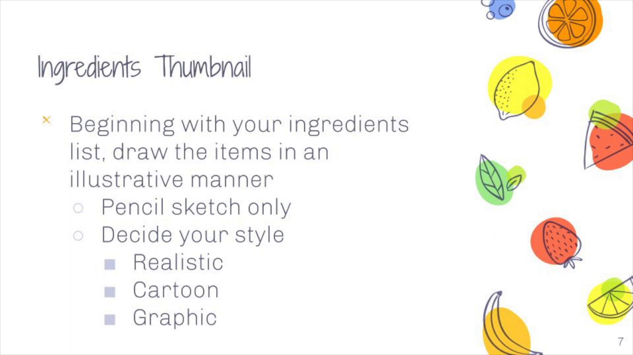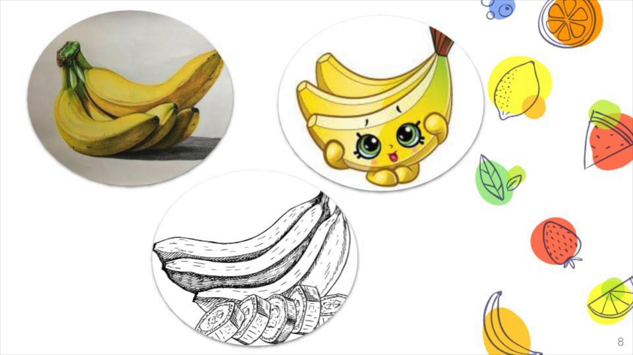And then as you are sketching, I want you to decide what kind of style you want this illustration to be in. Do we want to go realistic, cartoony, graphic? What do you want? So here's just a few examples of a banana, right? This is all the same thing. We all know what bananas look like, but there are plenty of ways to illustrate them.